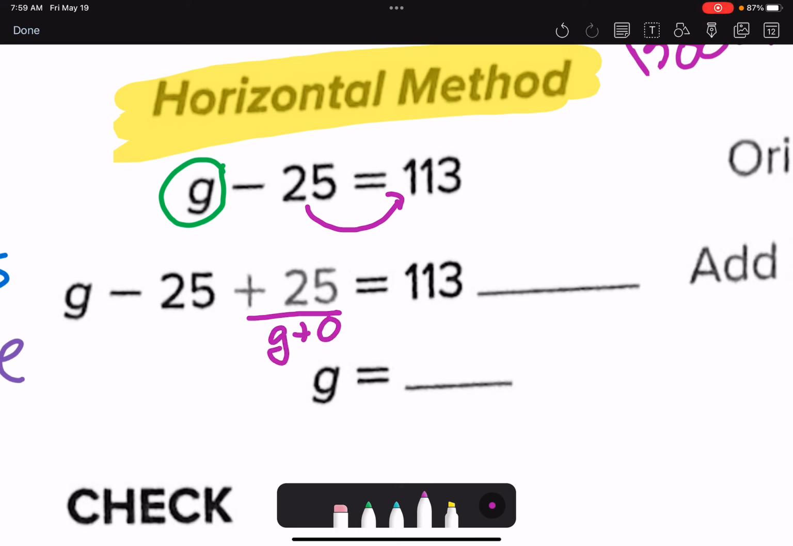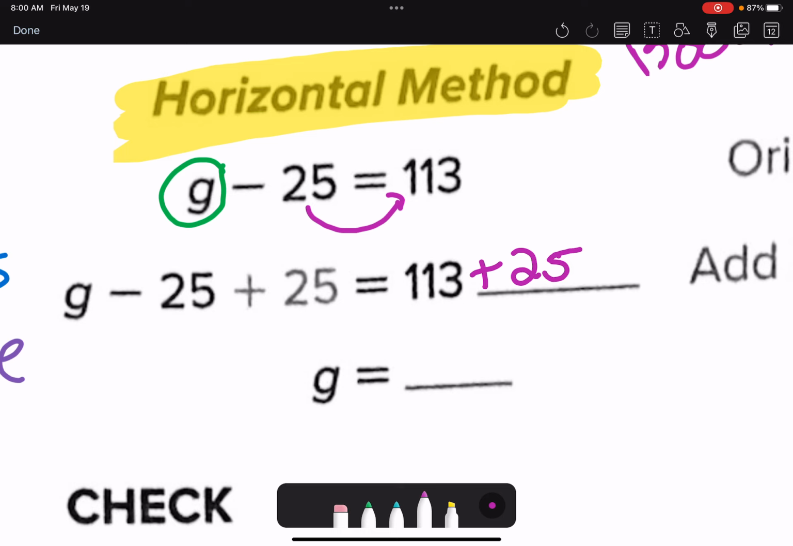So G plus 0. But we don't ever have to write this step because, well, it's 0, right? So you don't have to write that. So instead, you're just left with a G. And then on the right side, we're going to add 25.